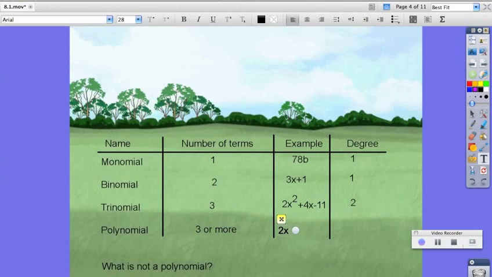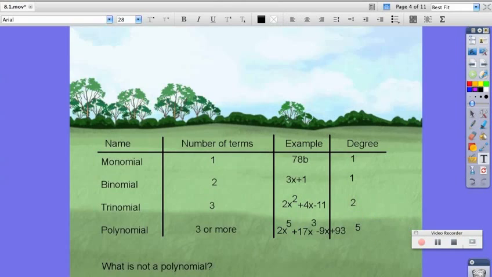2x to the 5th power plus 17x to the 3rd power minus 9x plus 93. So that would be 3 or more terms. And the highest degree here you see is 5, right? So the degree would be 5.